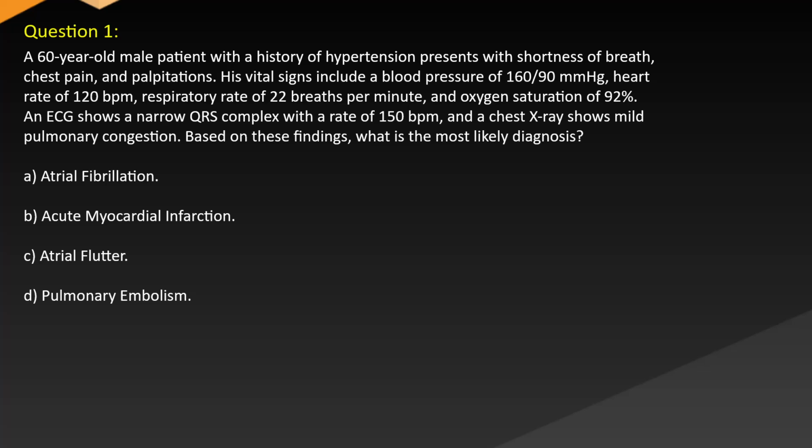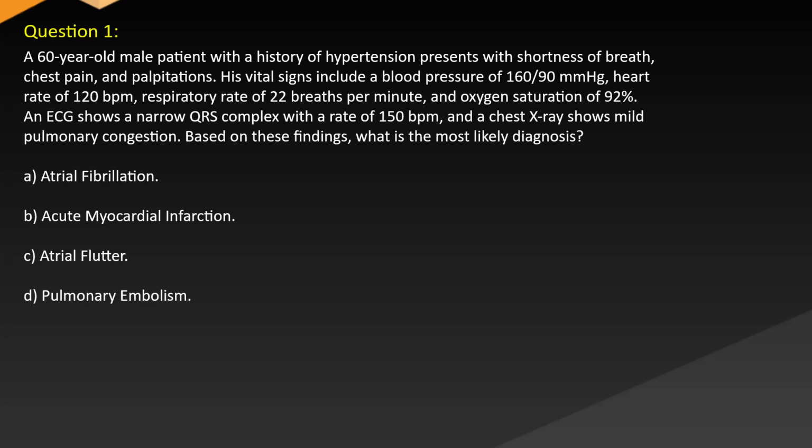Question 1. A 60-year-old male patient with a history of hypertension presents with shortness of breath, chest pain, and palpitations. His vital signs include a blood pressure of 169 mmHg, heart rate of 120 bpm, respiratory rate of 22 breaths per minute, and oxygen saturation of 92%. An ECG shows a QRS complex with a rate of 150 bpm. Chest X-ray shows mild pulmonary congestion. Based on these findings, what is the most likely diagnosis?